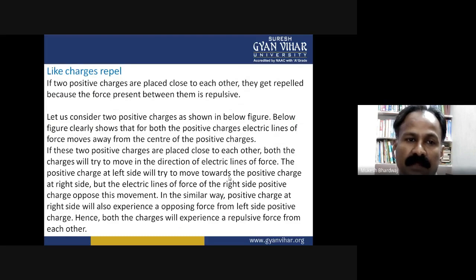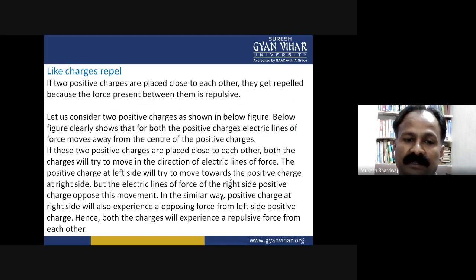Like charges repel. If the two positive charges are placed close to each other, they get repelled because the force present between them is repulsive. Let us consider two positive charges as shown in below figure. Below figure clearly shows that for both the positive charges, electric lines of force move away from the center of the positive charges. If these two positive charges are placed close to each other, both the charges will try to move in the direction of electric lines of force.